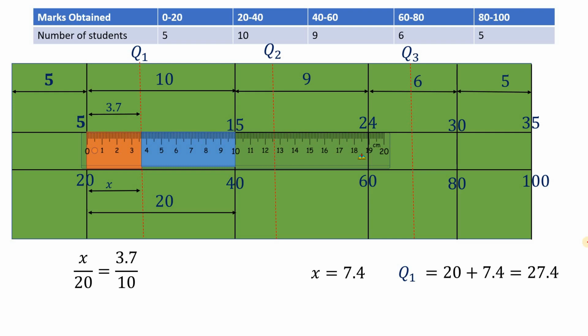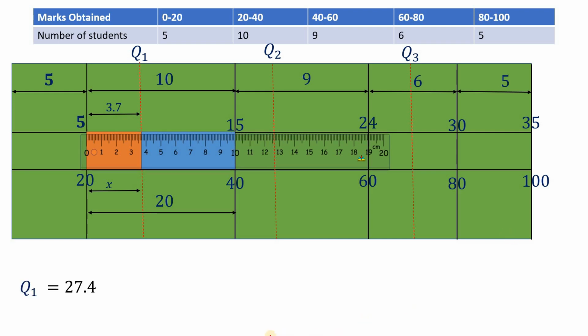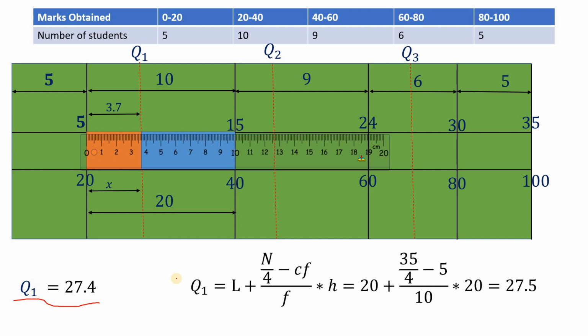Now let's check with the formula again. So we got 27.4 as the first quartile by using this geometry or paper. Let's use the formula. In this formula, this is for the first quartile. So the lower limit is 20. So this is the lower limit.